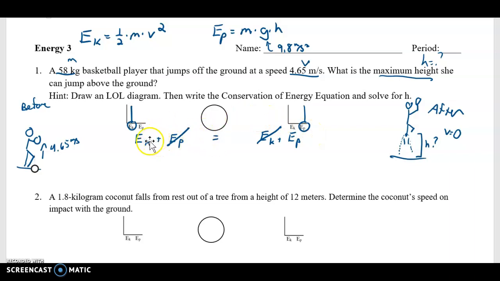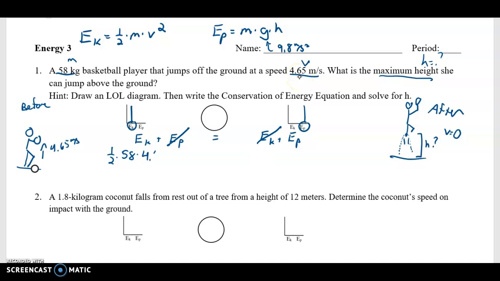Now I'm going to put down below the equations for these things, because up here they didn't tell me what the kinetic energy was. They didn't tell me what the potential energy was. I have to figure them out by using these equations. So for the kinetic energy, I have to use 1/2 times the mass of the player, and their mass is 58 kilograms, times their velocity squared, so the 4.65.